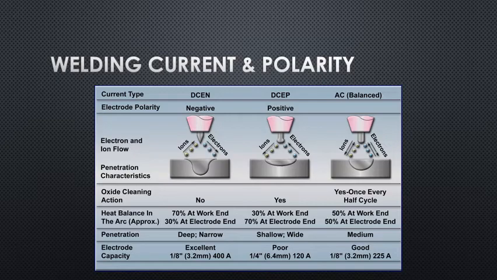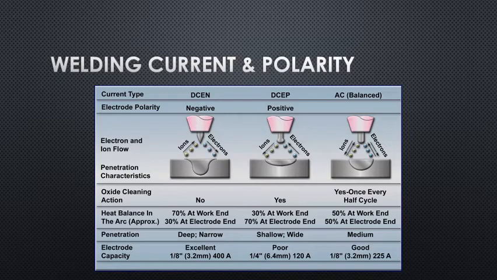And if we switch polarity and look at DC electrode positive, it does the opposite. It directs most of the heat up onto the tungsten, causing it to ball back severely, erode, and be consumed by the arc, which is not ideal. It gives shallow, wide penetration and very poor electrode capacity. As you can see, a 1/4 inch tungsten will only tolerate about 120 amps. So as a result, DC electrode positive is not very desirable because it consumes your non-consumable tungsten electrode. And as a result, we would prefer to use DC electrode negative because it produces such good results on most materials.